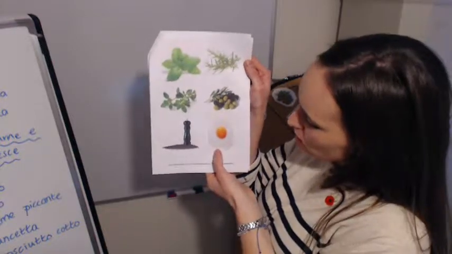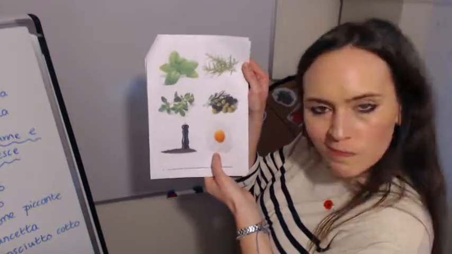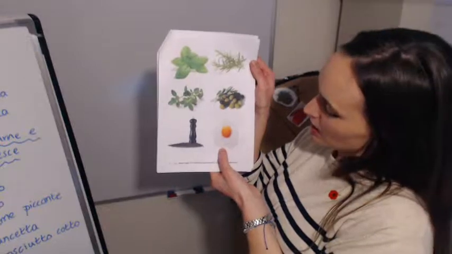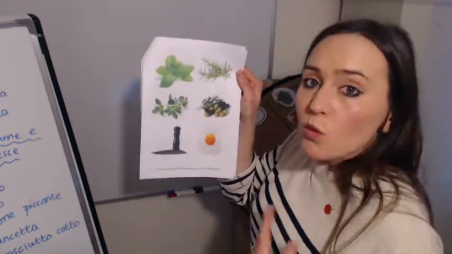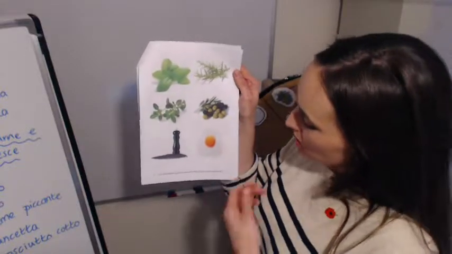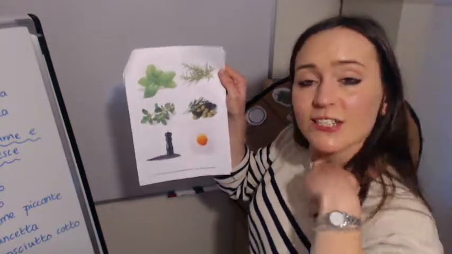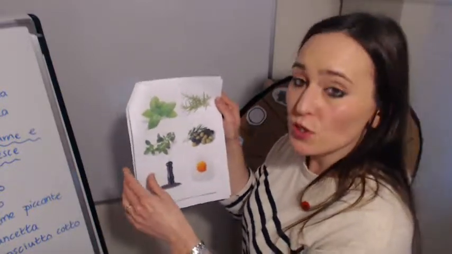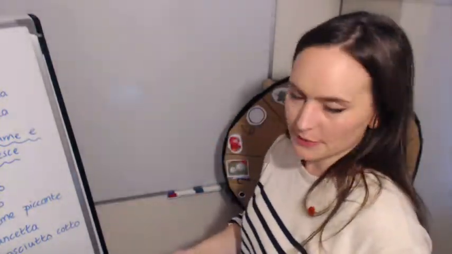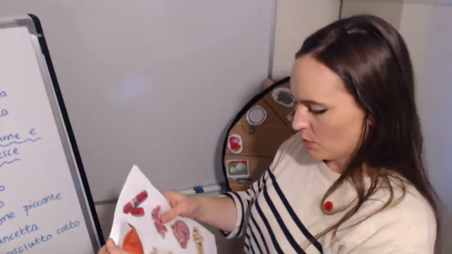E che cos'è questo qui? What's that there? È un uovo, an egg, uovo. We could call it a uovo fritto, like a fried egg. You do get those often on pizzas in Italy. Okay, what else do we have here?